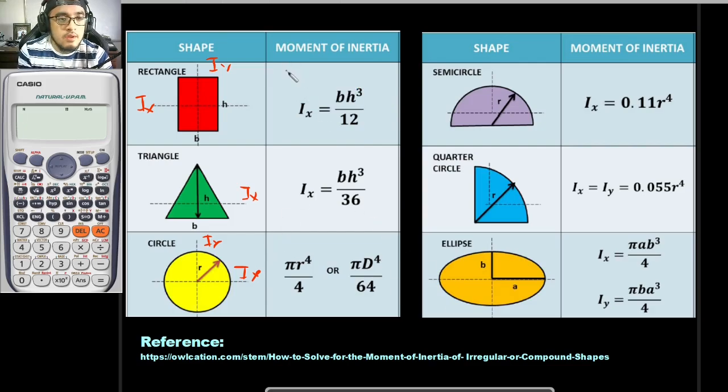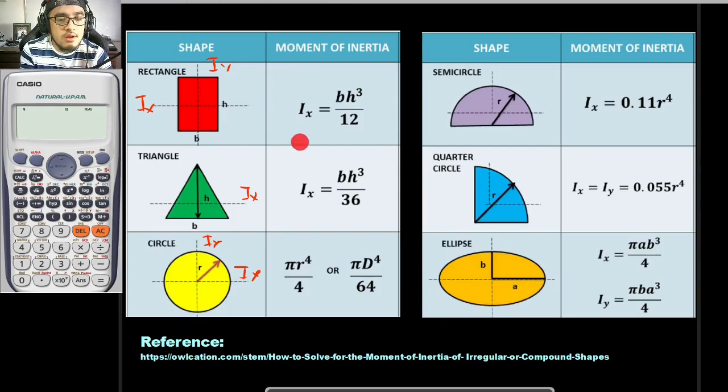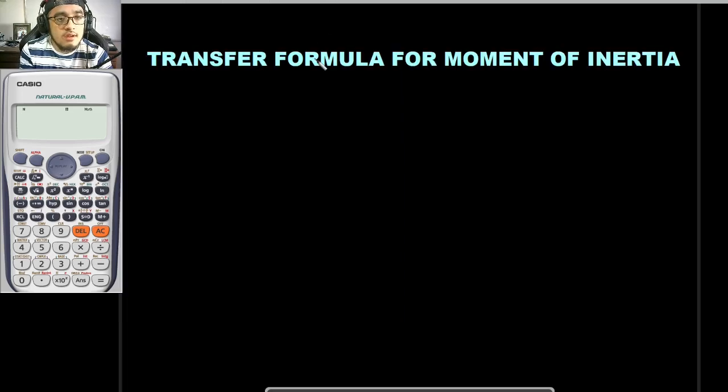But like I said earlier, these equations are only applicable if you are getting the moment of inertia about the centroidal axis. But what if, for example, in this figure, this x-axis is not in the middle? I mean, it's not on the centroid. So this is not the centroidal axis. Can we still use these terms? Once again, the short answer is yes, but we would be applying a certain formula which we call the transfer formula.